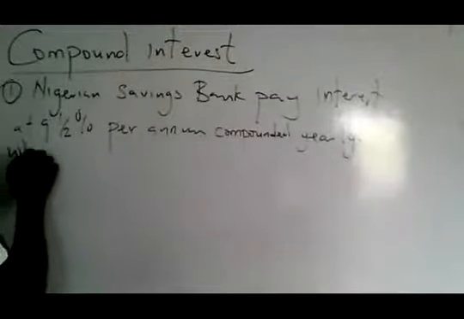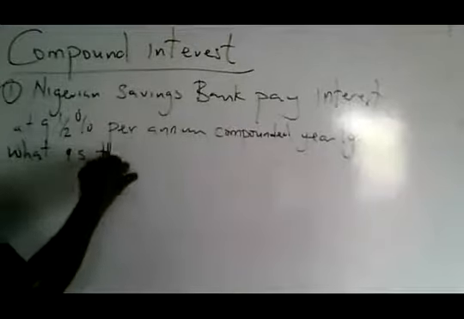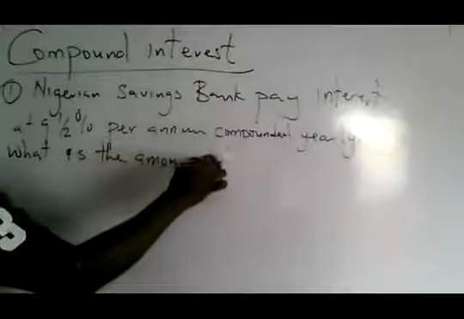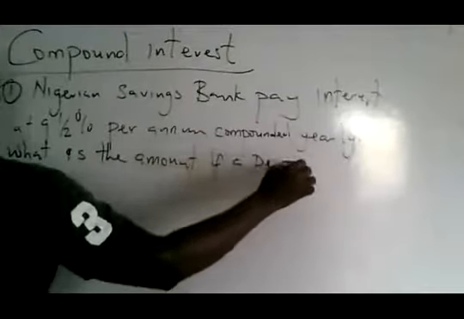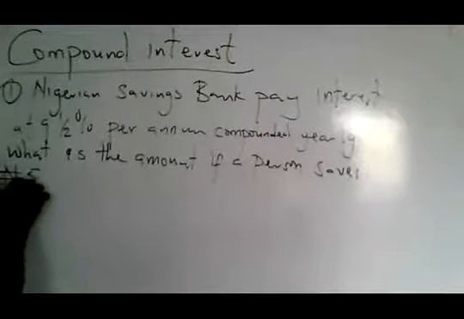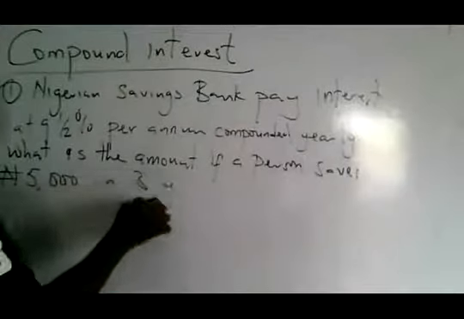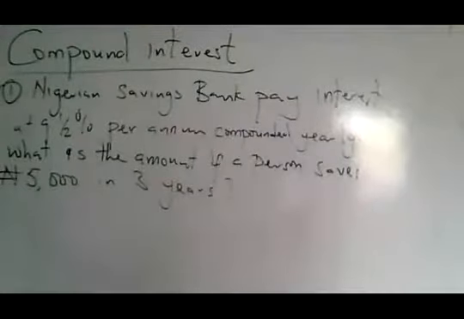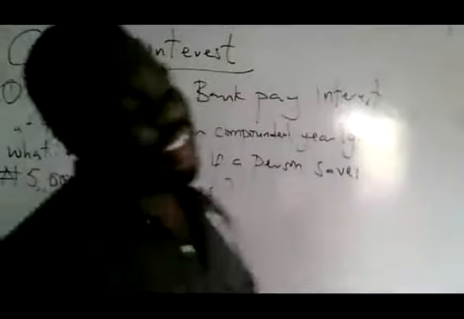Now, what is the amount if a person saves 5,000 naira in 3 years? So let's take the question. They said a Nigerian savings bank pays interest at 9.5% per annum, compounded yearly. What is the amount if a person saves, say, 5,000 naira in 3 years?